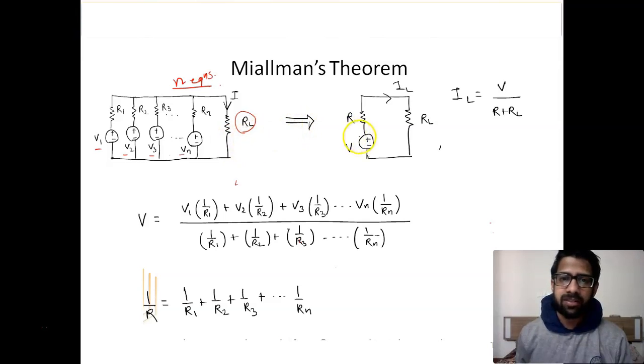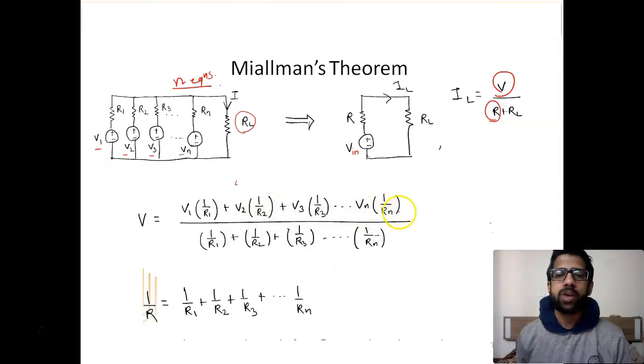Now this circuit, if converted into a voltage source V, a series resistance R, and just RL, the current passing through RL will be IL equals V divided by R plus RL. Now how are these values of V and R found? Let's see. The value of V is given as V1 into 1 upon R1 plus V2 into 1 upon R2 and so on till Vn into 1 upon Rn.